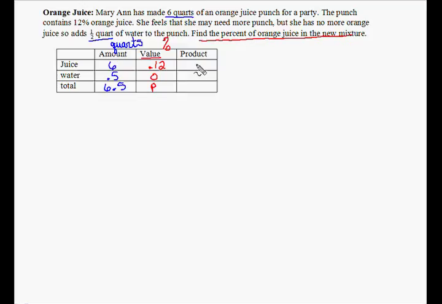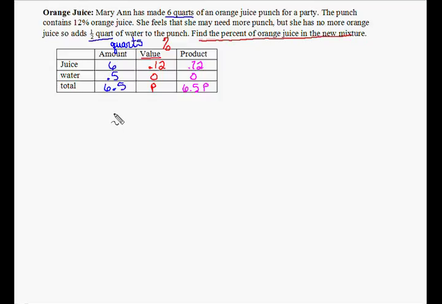For this third column, we want to do the product of the first 2 columns. So 6 times 0.12 is 0.72. And 0.5 times 0 is 0. And 6.5 times P is 6.5P.